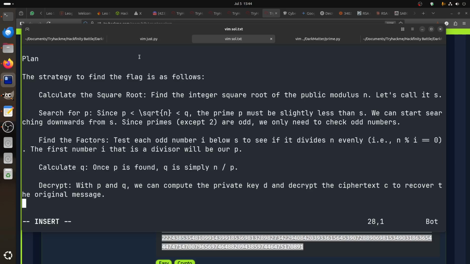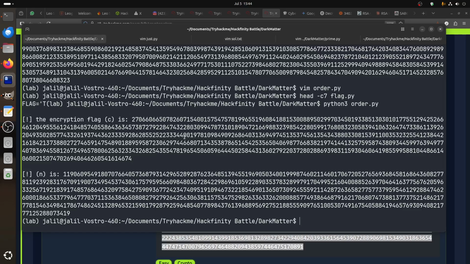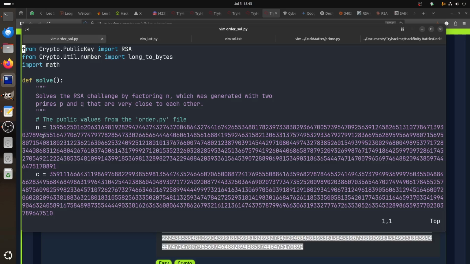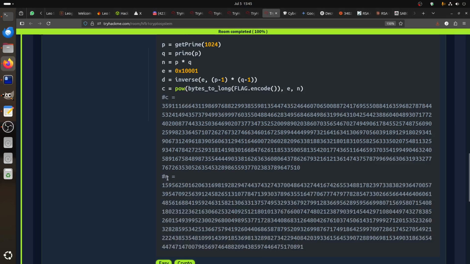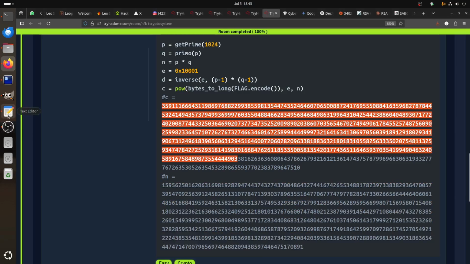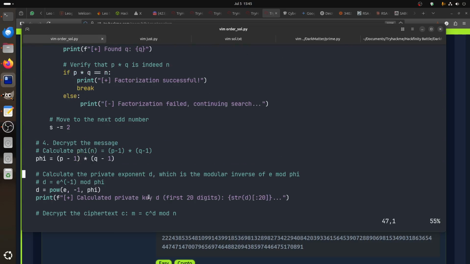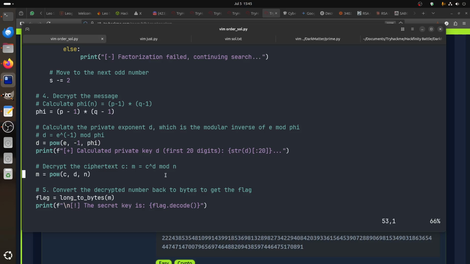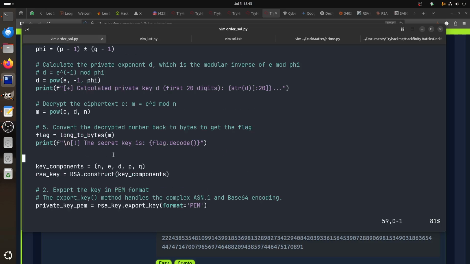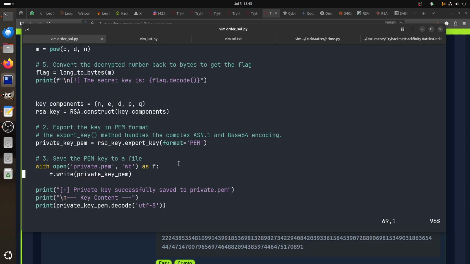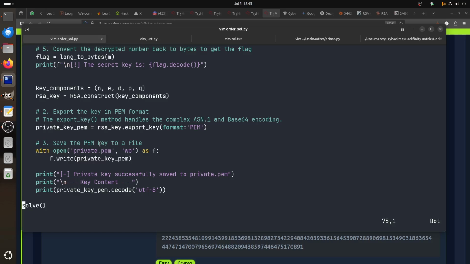Now the script that does this is this one. I don't remember what I called it, but the solution is this one. So basically that's the n, we have the c, then it goes to find P and Q. After you find them, this is normal RSA decryption, then of course you print the flag. Then I want to test something, because I want to get the private key as a value.